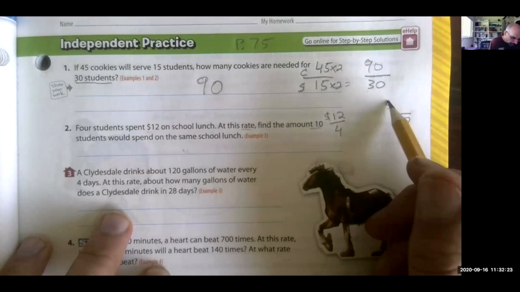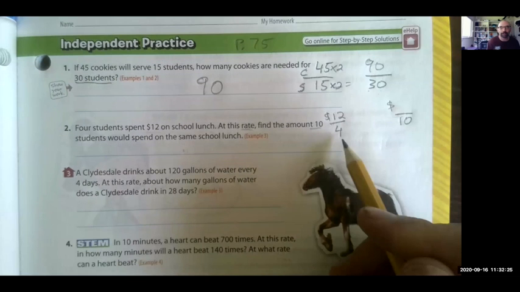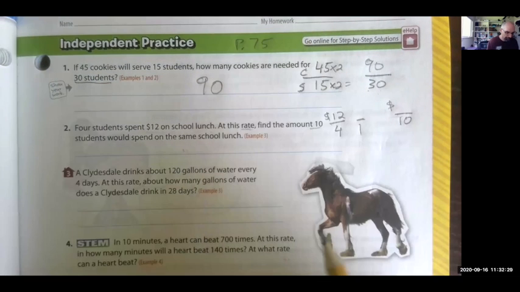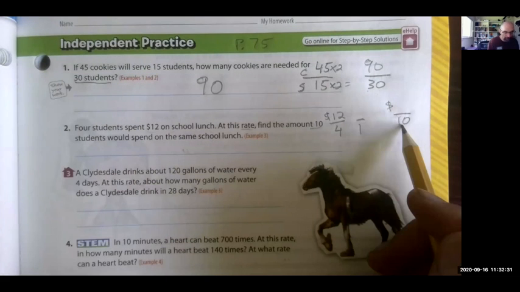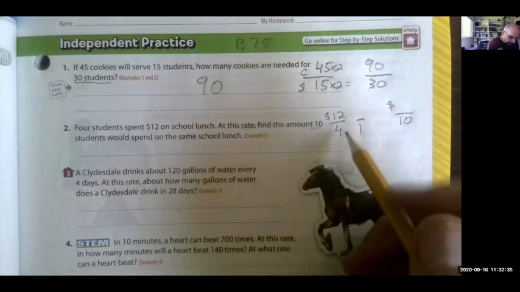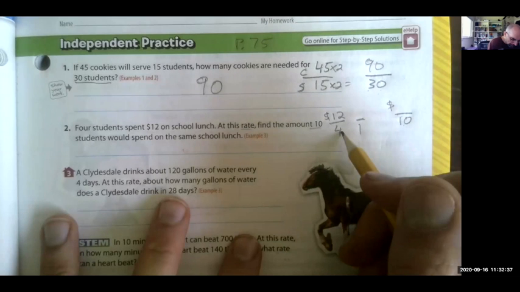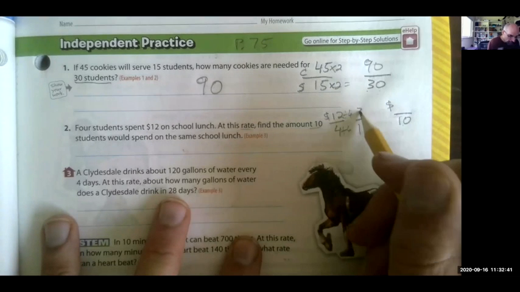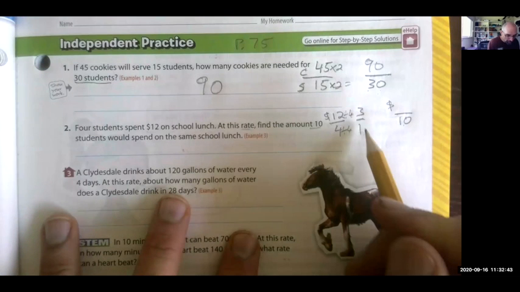So the easiest thing to do is find out how much 1 student is. Got it? Figure out what 1 student is, then you can figure out what 10 students is. Ready, go. Okay, so you should have figured out to get 4 to 1, you just divide by 4, and that's going to be 3, which means for every student it costs $3.